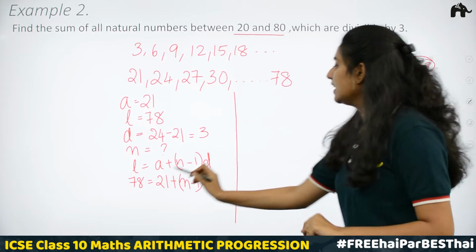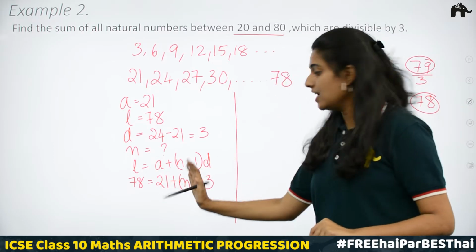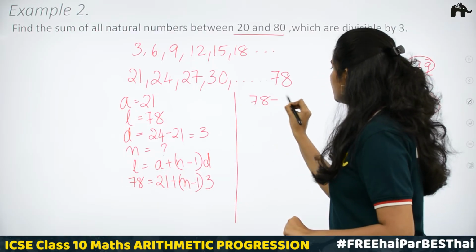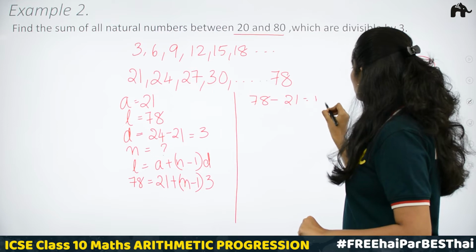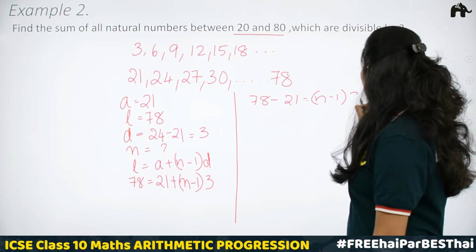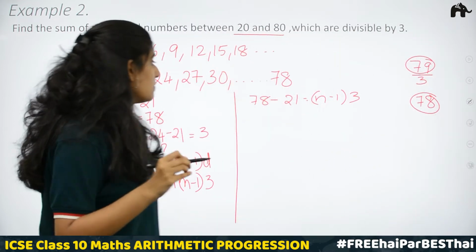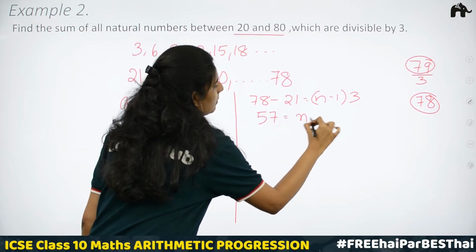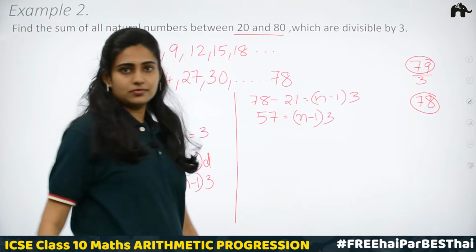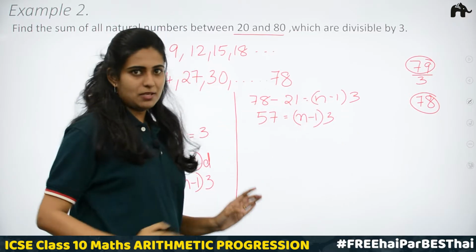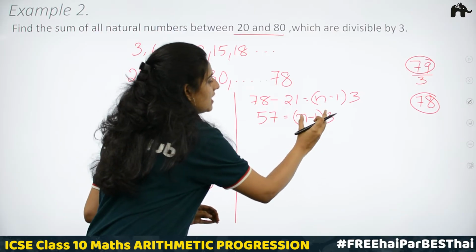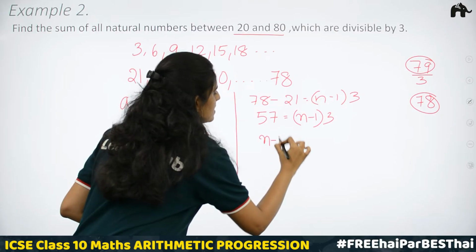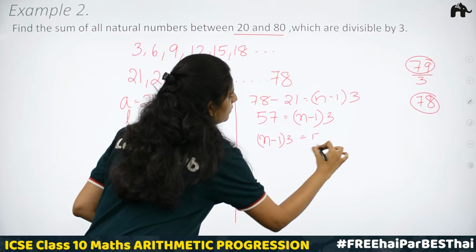Now, here we have 78. Here we have 21. Taking this 21 to the opposite side. 78 minus 21 is equal to N minus 1 into 3. What is 78 minus 21? We get 57. 57 is equal to n minus 1 into 3. Okay. Now I am interchanging them because we have to get the variable containing term on the left hand side, just for our comfort. Okay. N minus 1 into 3 is equal to 57.